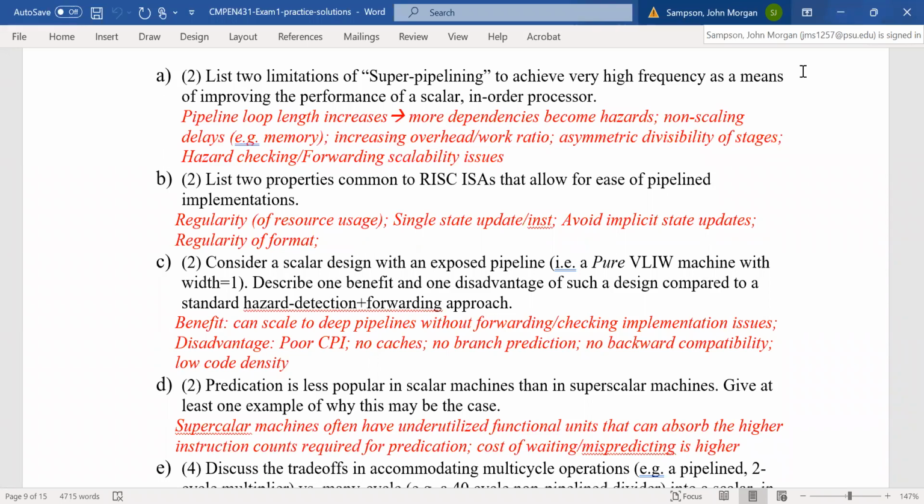Certainly not linear. Okay, two properties common to RISC ISAs allow for ease of pipelining. Again, the alternative name for RISC, rather than reduced instruction set, was regular instruction set. So whether you say regularity of resource usage, regularity of instruction format, these are all things that are pretty straightforward there. Avoiding implicit state updates, no weird side effects. I only have one type of data that I am trying to update with any given instruction, which means there's only one stage in the machine that I am actually changing the globally visible state, which makes me not have to worry about things like write after read hazards within my pipeline.